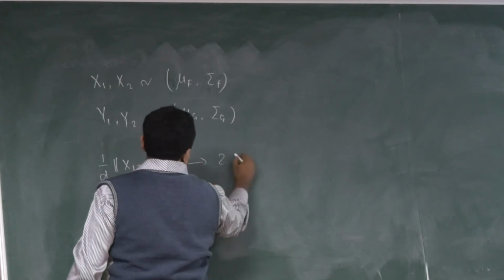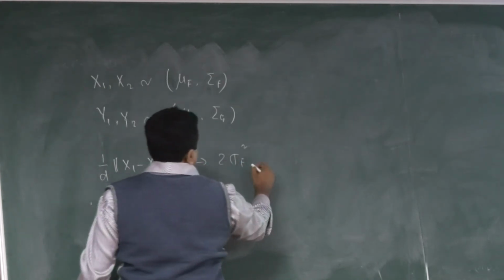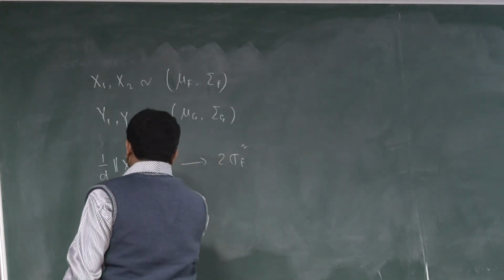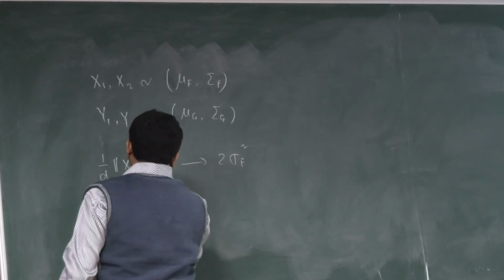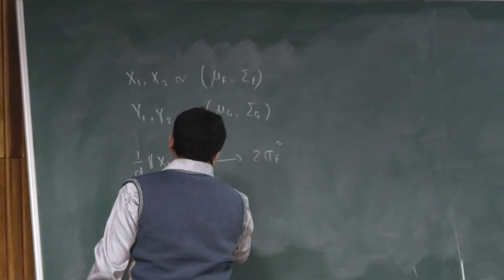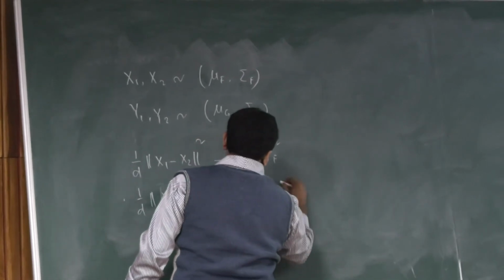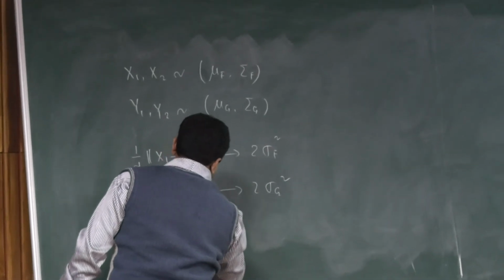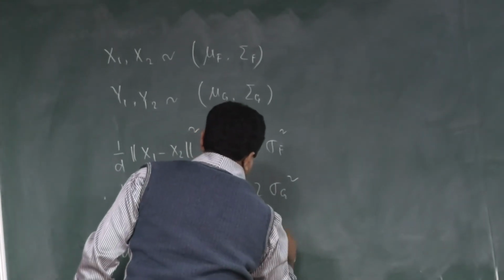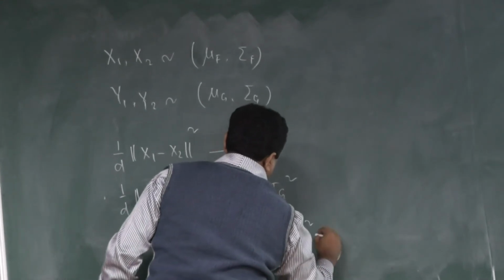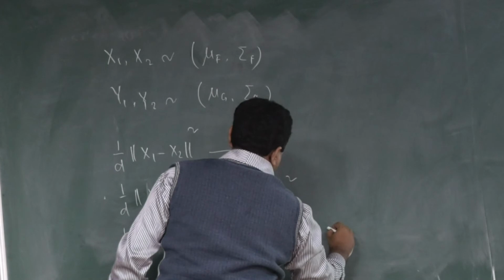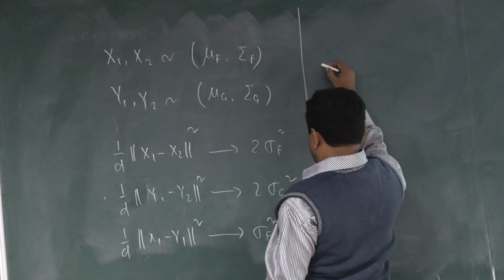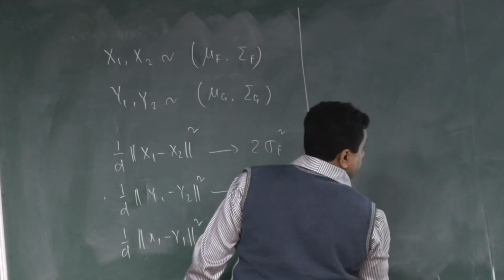This converges to 2 sigma f square. Sigma f square, what is that? Okay, let me write it down. For y1 minus y2, 2 sigma g square, and here I have sigma f square plus sigma g square plus mu square, where the definition goes in this way, mu square.